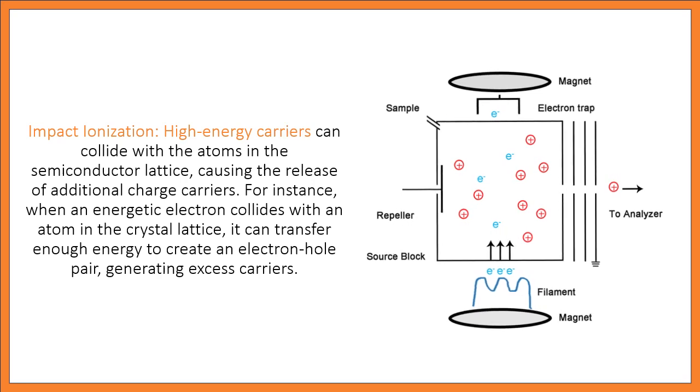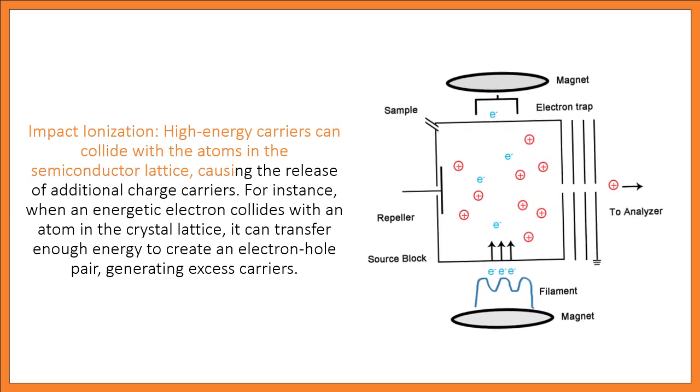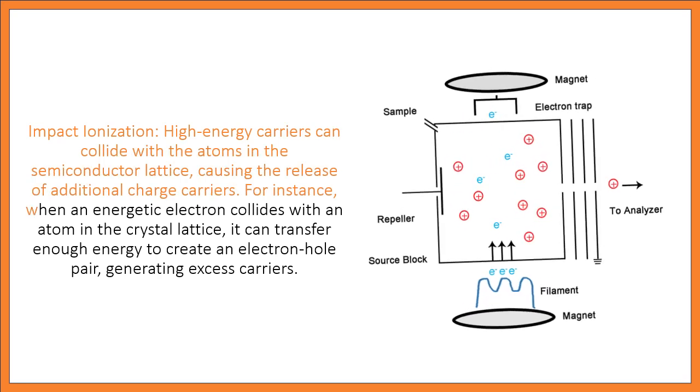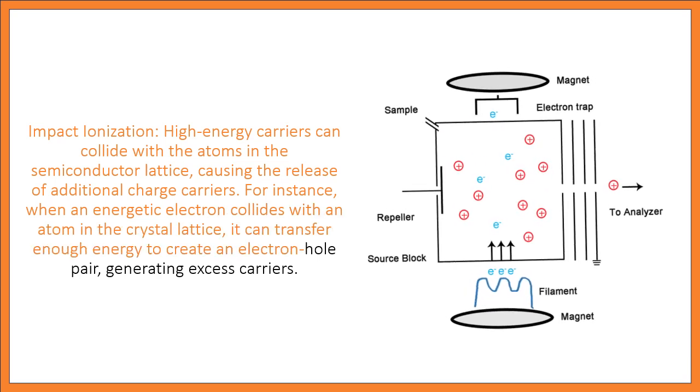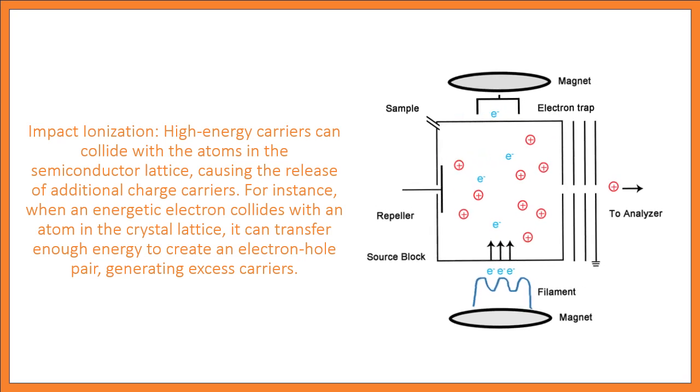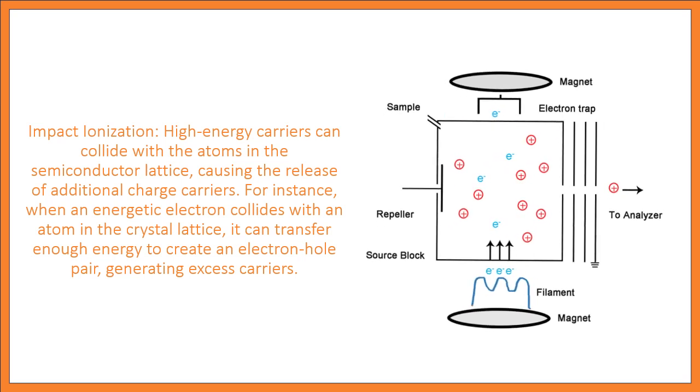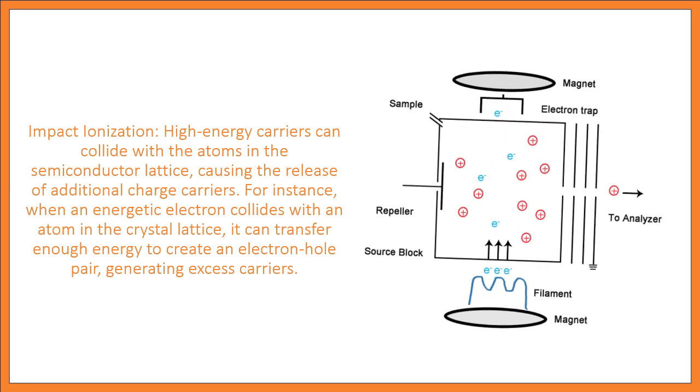Impact ionization. High-energy carriers can collide with the atoms in the semiconductor lattice, causing the release of additional charge carriers. For instance, when an energetic electron collides with an atom in the crystal lattice, it can transfer enough energy to create an electron-hole pair, generating excess carriers.